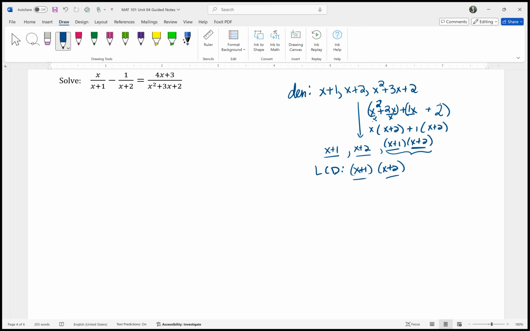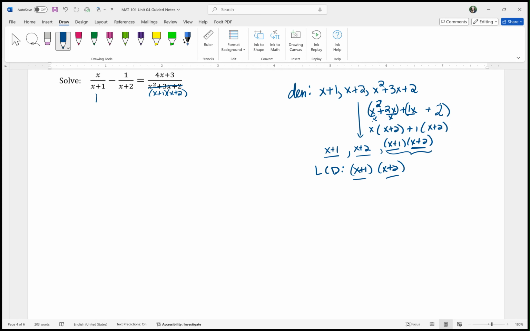Great. So the first step we want to do is actually come over here and rewrite this denominator to be that factored form that we found, which was x plus 1 times x plus 2. That's going to help us in our next step. The next step, again, if you remember on our previous problems, we are wanting to write every single term with the same denominator. And that denominator is going to be this x plus 1 times x plus 2.